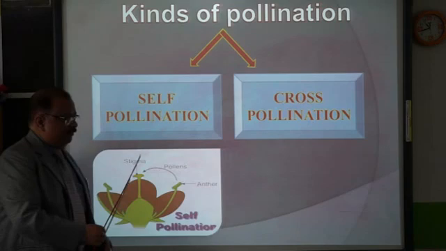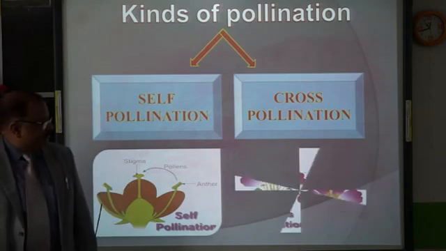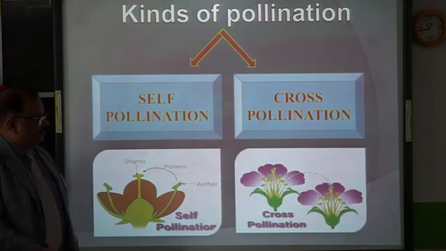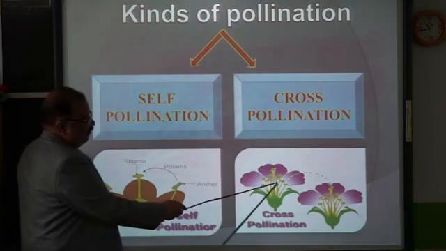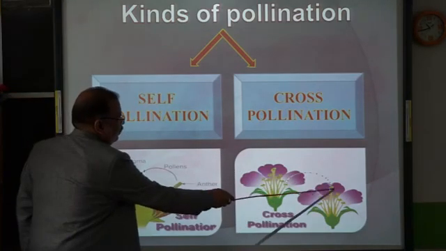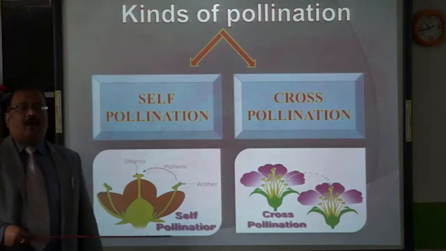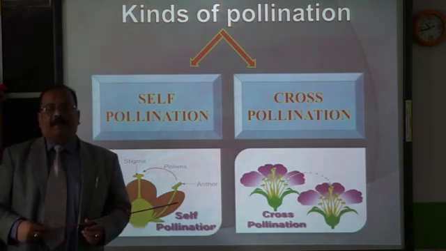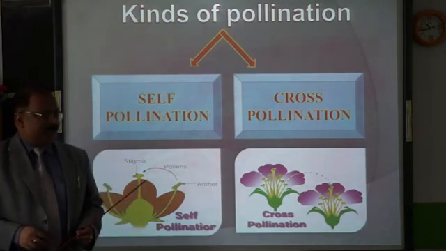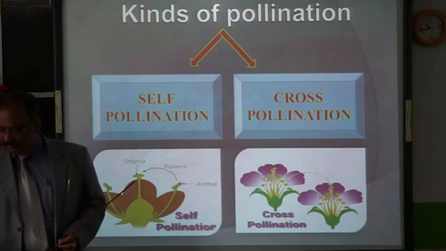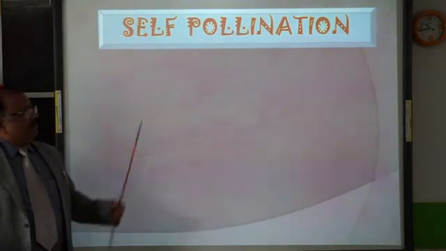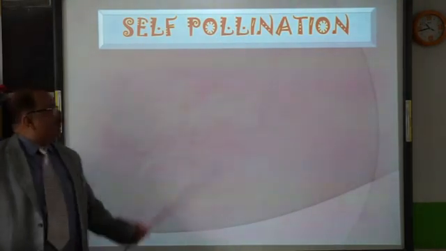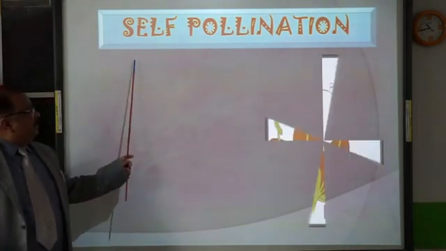This is self-pollination. And the next one is from anther to the stigma of another flower of another plant, but of the same type, same species. In details, self-pollination. So one by one we will be reading about these types of pollination.